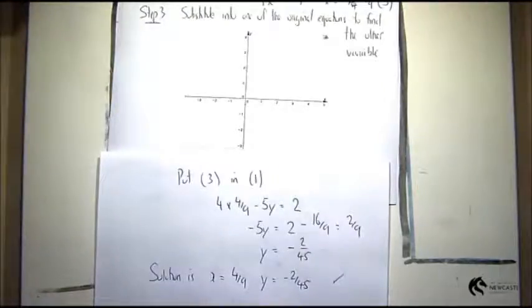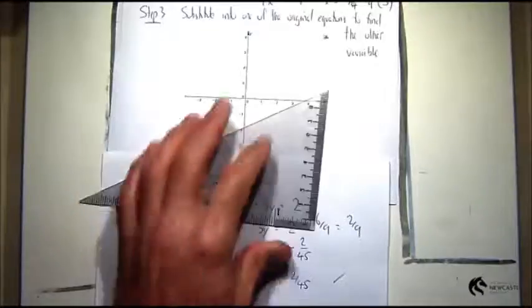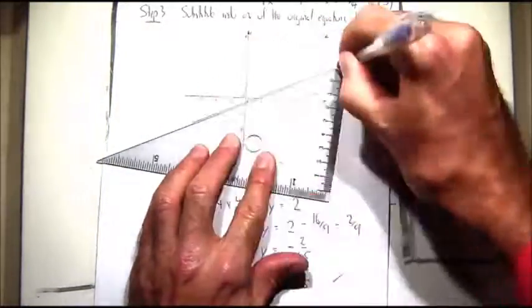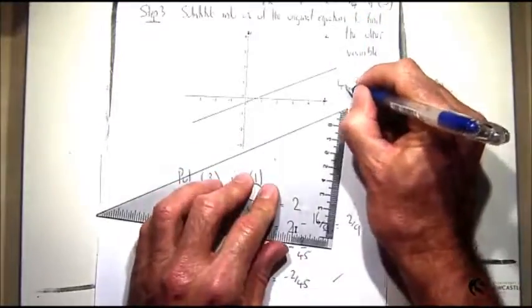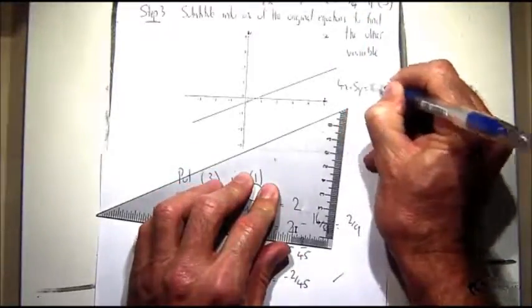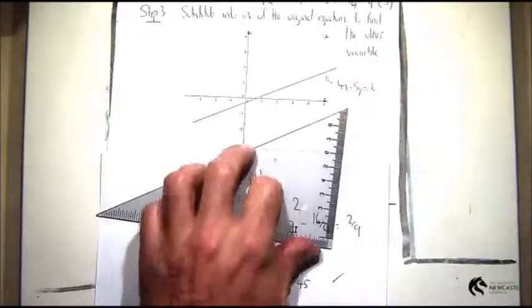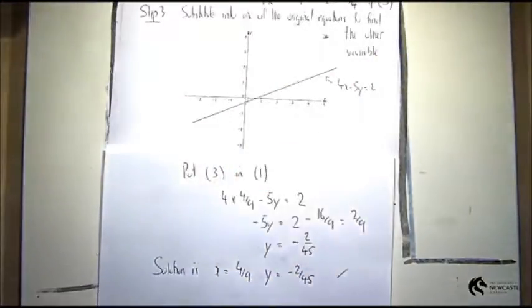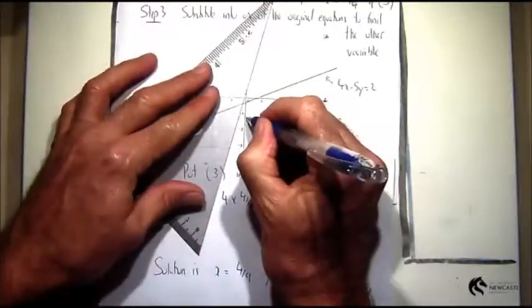So sitting in here, the line 4x minus 5y equal to 2, it's not easy to draw, but it goes something like this. So that would be the line 4x minus 5y is equal to 2. The other line is 13x minus 5y is equal to 6. I've got that around that way. I think this one goes something like this.